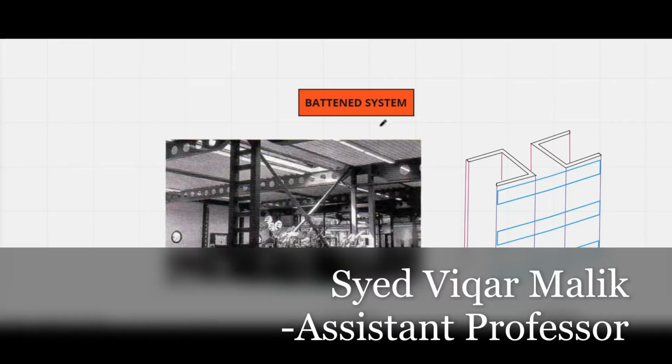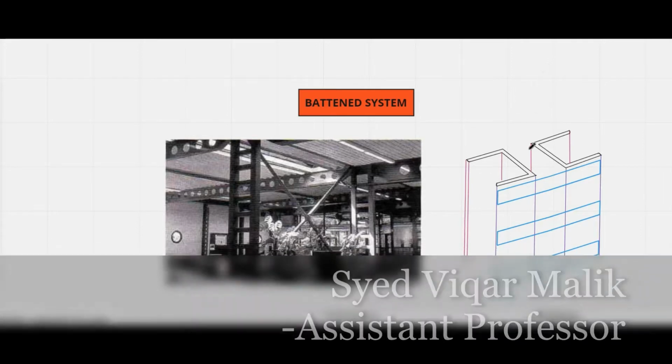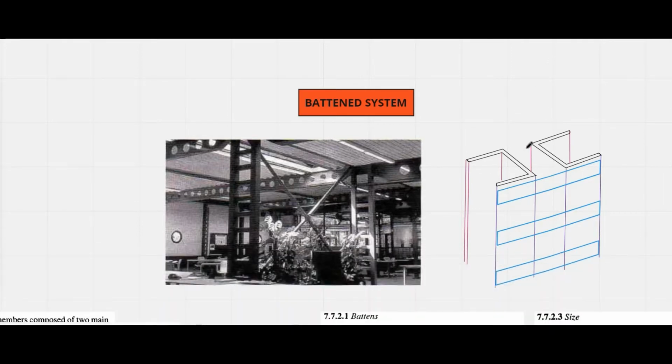In this lecture, we are going to study about batten system. For example, there is a built-up member. The connection should be established between this built-up member. There are two procedures. In our previous lecture, we have studied about lacing system, and this is our second procedure. Here we are going to study about batten systems.